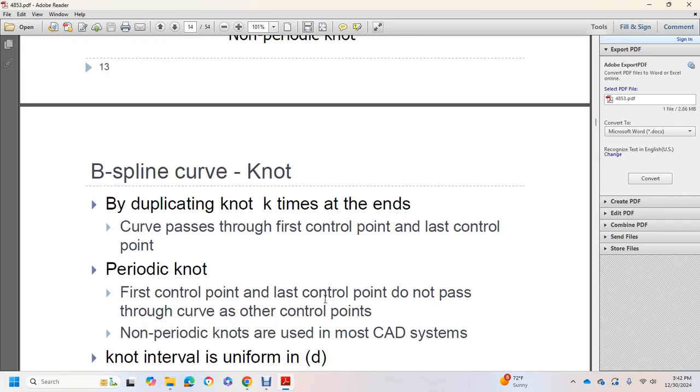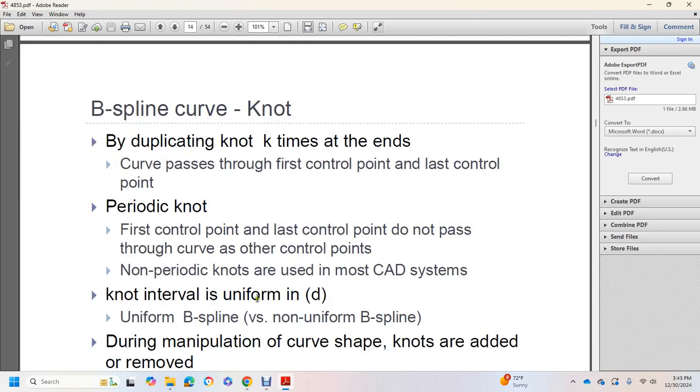For B-spline curve knots, by duplicating a knot k times at the ends, the curve passes through the first control point and the last control point. With periodic knots, the curve does not pass through the first and last control points, nor through the other control points. With non-periodic knots, the curve does not pass through the other control points. In most CAD systems the knot intervals are uniform, giving uniform B-splines. Non-uniform B-splines arise when knots are added or removed during manipulation of the curve shape.